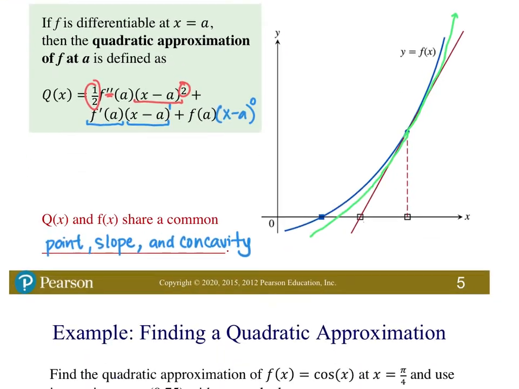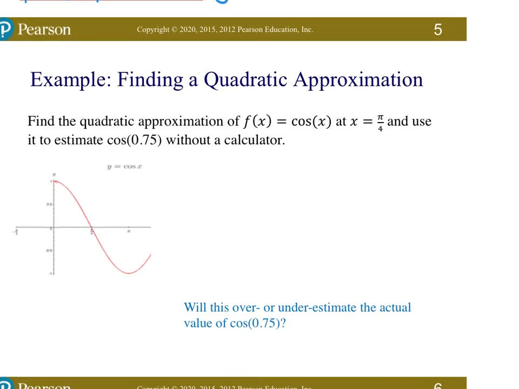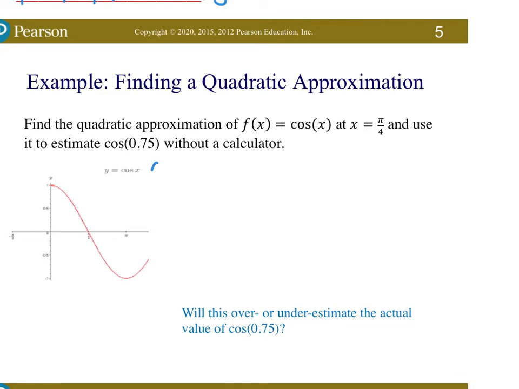So let's revisit this same question, and let's see if we can build a quadratic approximation. So the quadratic approximation will be half, and we want the second derivative, which is negative cosine of pi fourths, times x minus pi fourths squared. And then plus the linearization that we already had, which is negative sine of pi fourths times x minus a, which is x minus pi fourths.